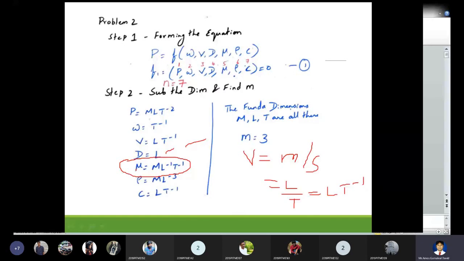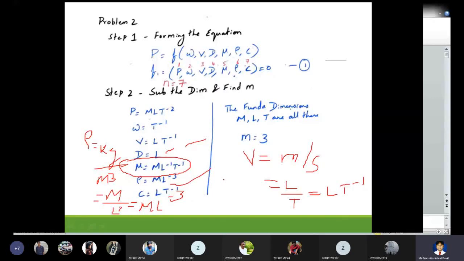Yeah, so M L power minus 1 T power minus 1. Rho I can tell easily. Rho is what? Mass by volume. So kg per meter cube is the unit. Kg is mass, meter cube is L power 3, which is M L power minus 3. That's what I've written here.